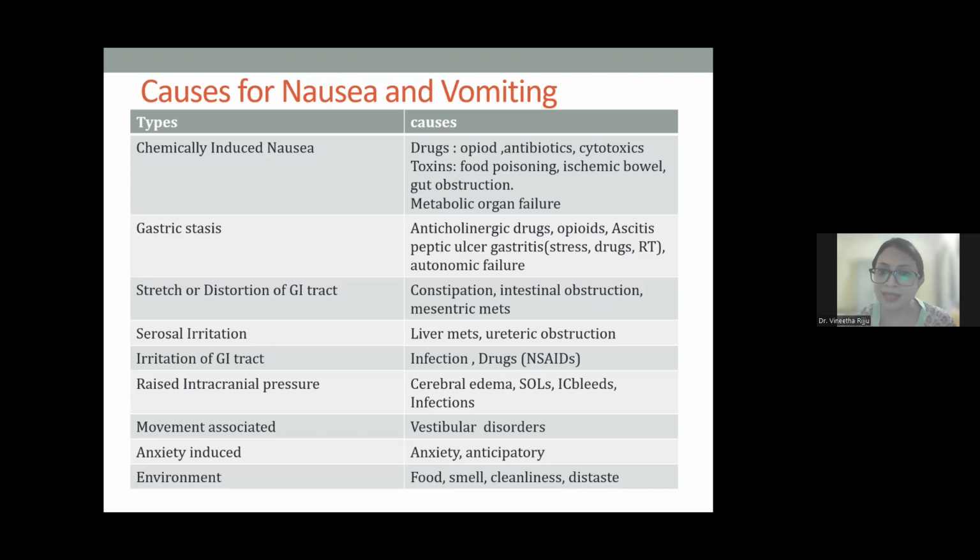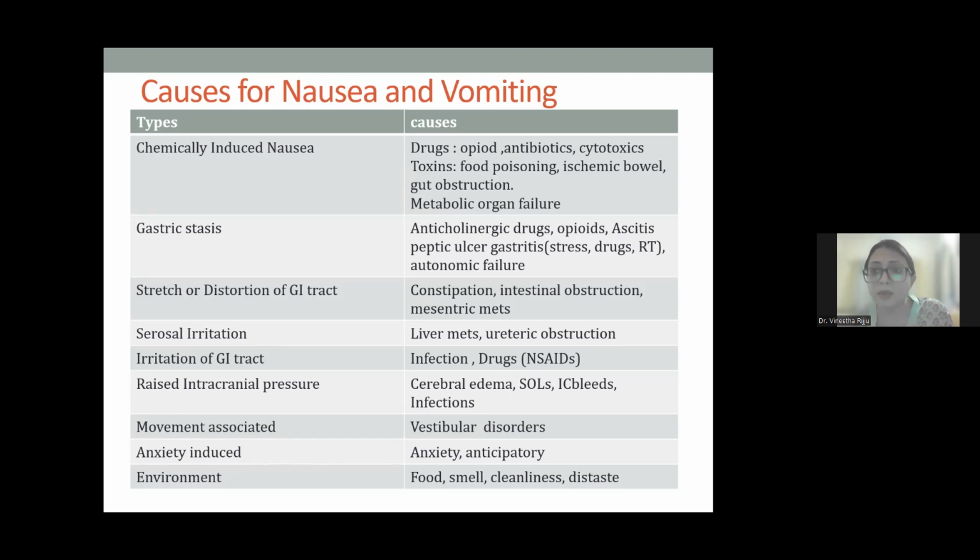Now, raised intracranial pressure, also like you were talking about projectile vomiting, right? Very typical, not followed by nausea. The patients have projectile vomiting, and also vestibular disorders, like movement-induced vestibular disorders. Say, even a normal person who takes a hairpin bend just starts developing nausea and vomiting, can be one of them. Anxiety-induced, that's where the anticipatory vomiting falls in place.